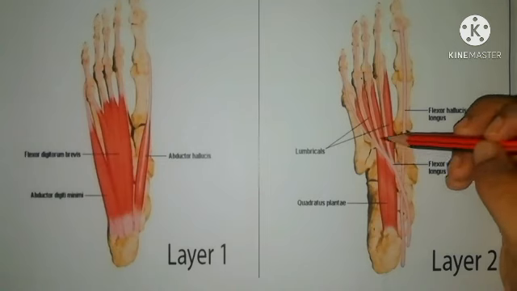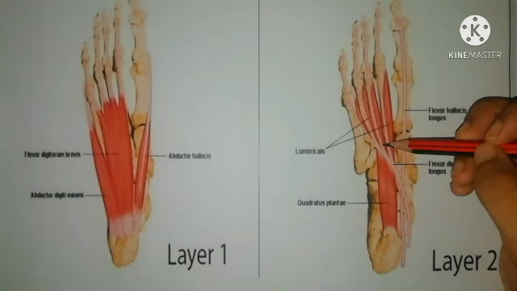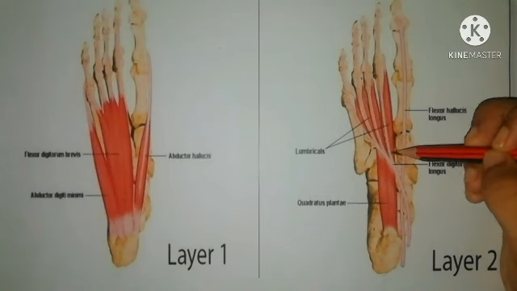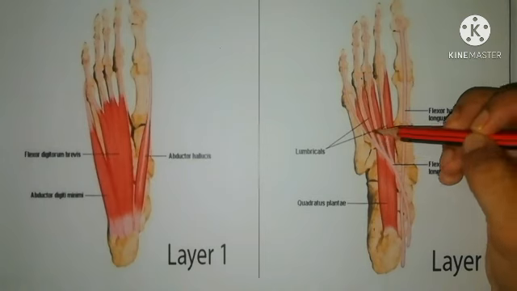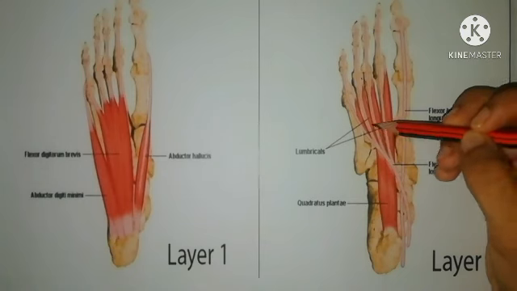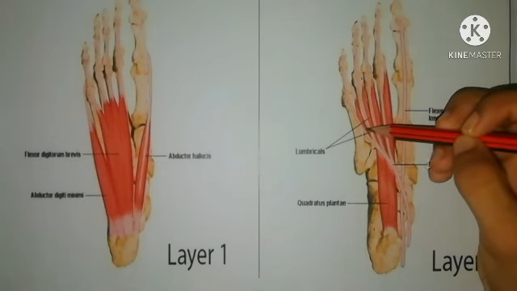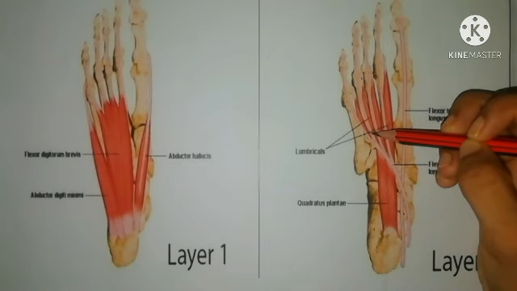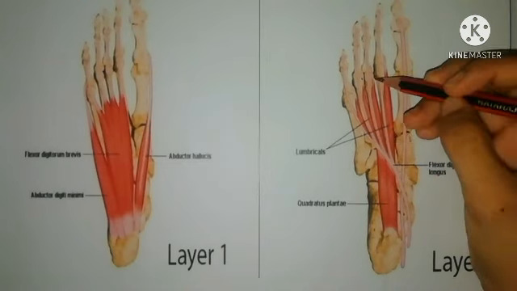Second lumbrical arises from adjacent side of the first and second tendons of the flexor digitorum longus from here. The third lumbrical arises from the adjacent side of the second and the third tendons of the flexor digitorum longus from here. The fourth lumbrical arises from the adjacent side of the third and the fourth tendons of the flexor digitorum longus from here. Insertion.